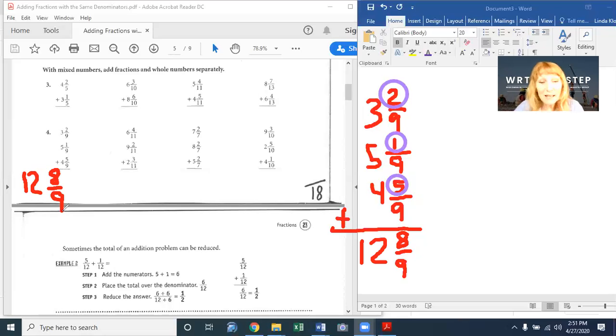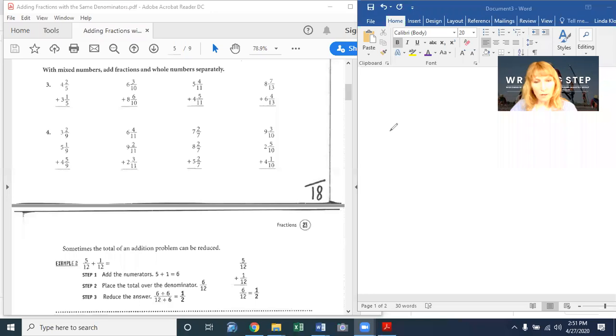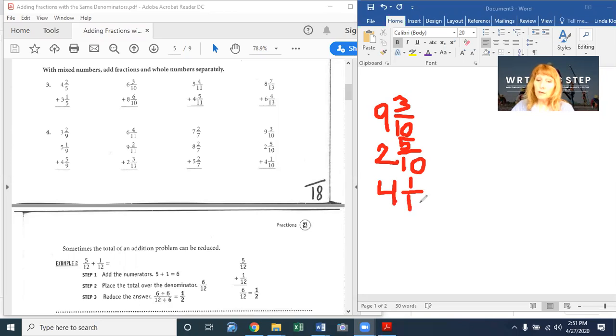Okay, let's try the one at the end here. Let's go to this one right here. So let's clear our screen and draw this one out. So we have 9 and 3/10 plus 2 and 5/10. And while I'm writing this on the screen, go ahead and give it a try on your own and see if you get the same answer that I get. And 4 and 1/10. Here we go. 4 and 1/10. So we're going to add that all together.